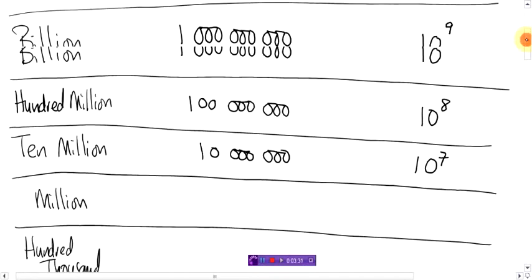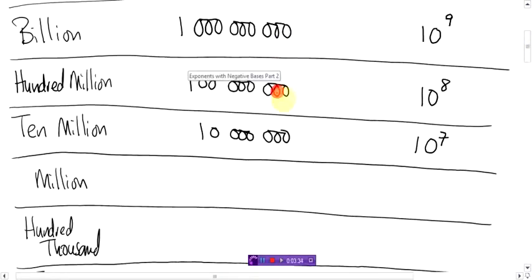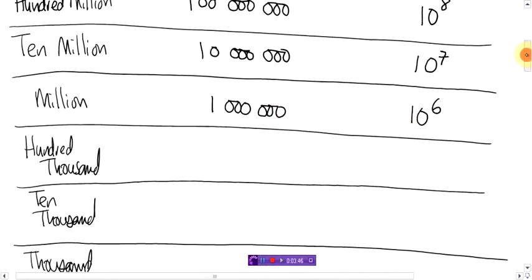And you might see a pattern forming here. We're losing a zero each time. That means we're losing a number from the exponents. So a million will be 10 to the power 6. A 100,000 would be 10 to the power 5. So looking like this. 10,000 would be 10 to the power 4.